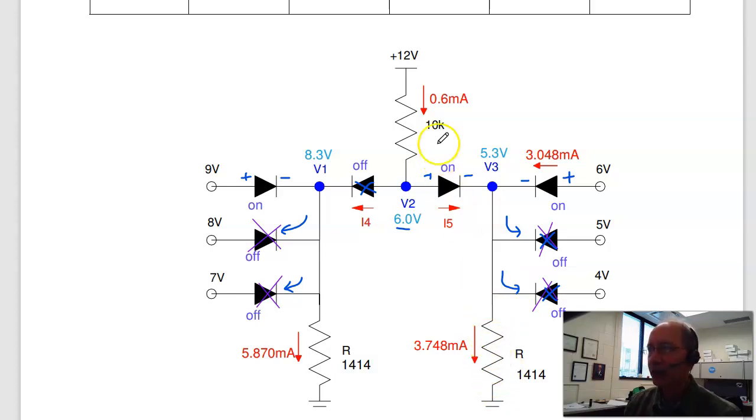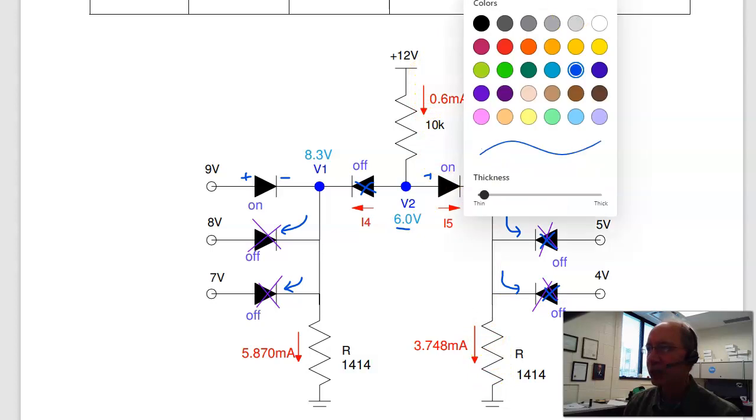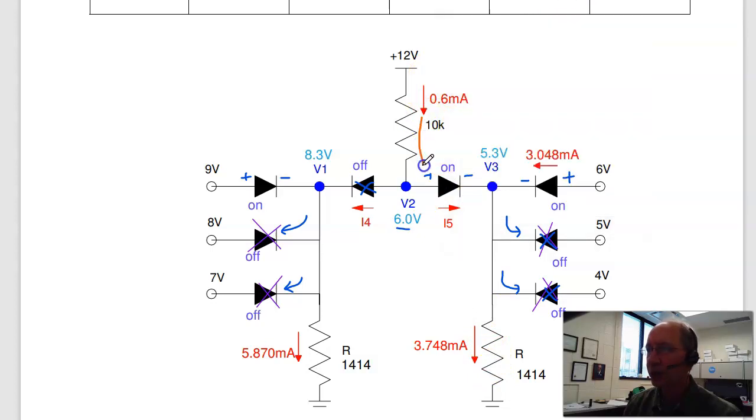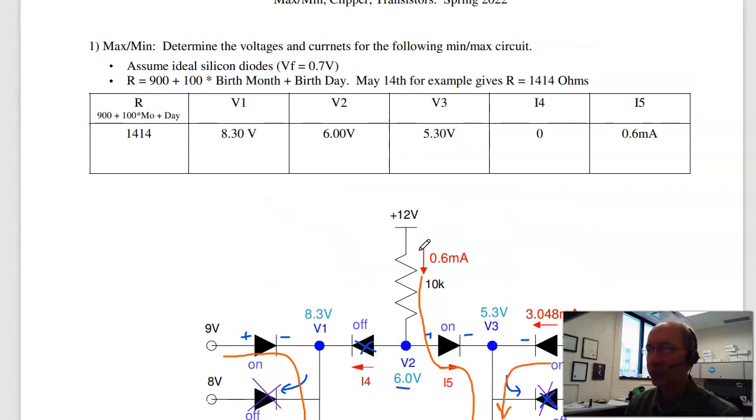Now the currents have to go somewhere. This 0.6 milliamps has nowhere to go except to the right, so I5 is 0.6 milliamps. This is 3.7 milliamps, so the total current from these two must be 3.7 milliamps. I'm missing 3 milliamps, so that's this current. And over here, 5.8 milliamps, there's only one diode that's turned on. It's got to be this guy. So that's the currents and the voltages.